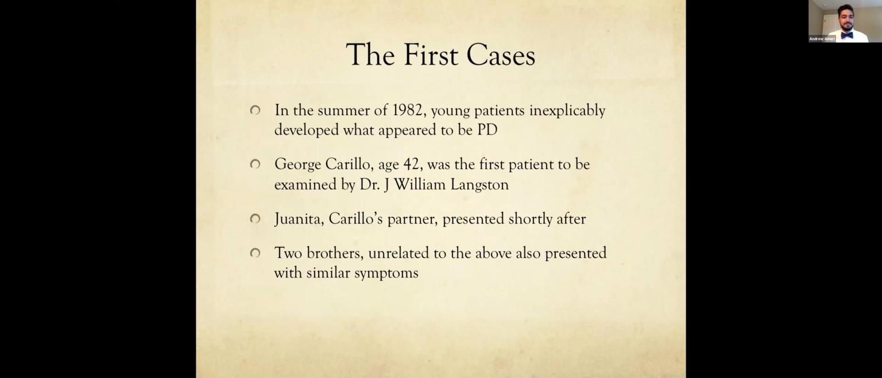On July 16th, 1982, George Carrillo, a 42-year-old man, woke up in a California prison after a night of using heroin to realize that he was completely unable to move. Dr. J. William Langston was the consulting neurologist called into the local ER to examine the patient with a chief complaint of generalized paralysis. At first, the patient seemed to be completely frozen and unable to talk.